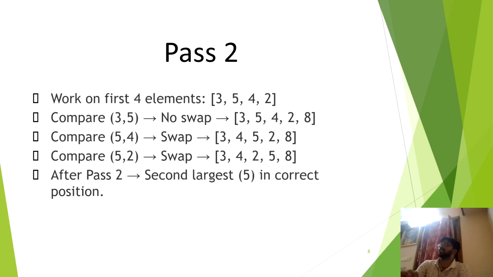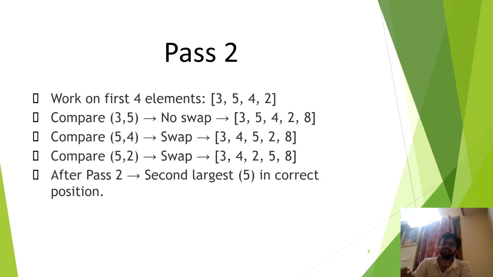Now we come to pass 2. What do we have to do here? The same process we did in pass 1, we are going to do it again. We are going to repeat it. We are going to work on the first four elements because 8, the biggest element, went to the last. So let us start working on the first four elements.